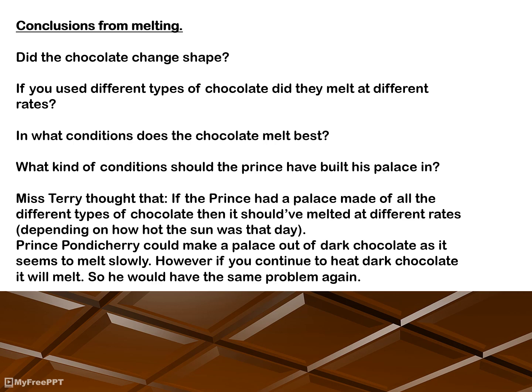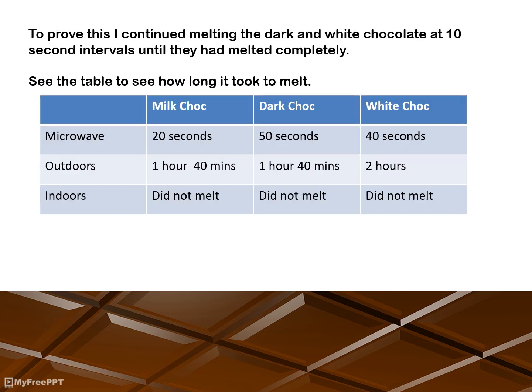So from all of those different questions I asked myself, this was my conclusion. If the prince had a palace made of all the different types of chocolate, then it should have melted at different rates, depending on how hot the sun was that day. Prince Pondicherry could make a palace out of dark chocolate, as it seems to melt slowly. However, if you continue to heat dark chocolate, it will melt. So he would have the same problem again. And that's what happened.